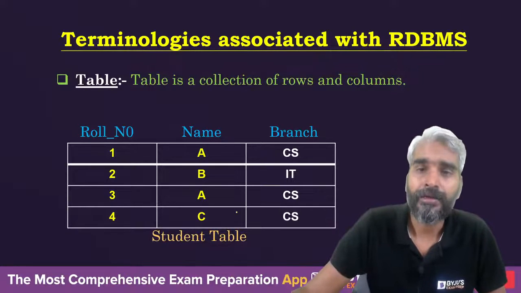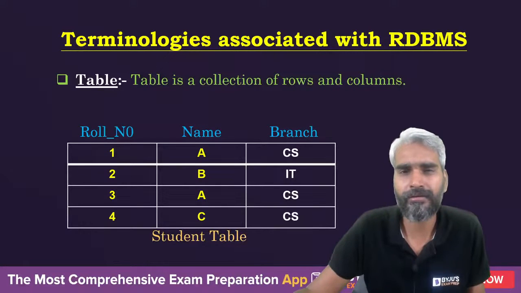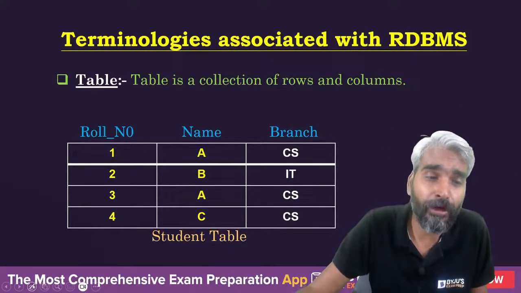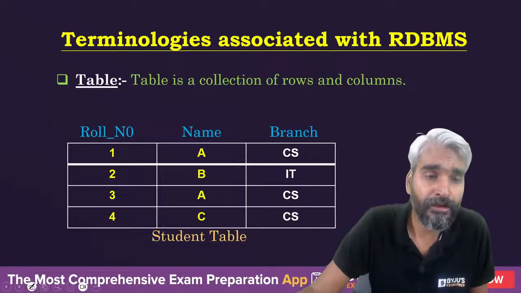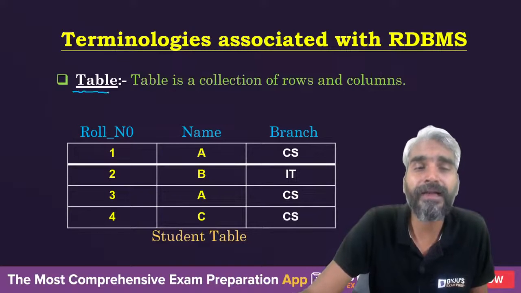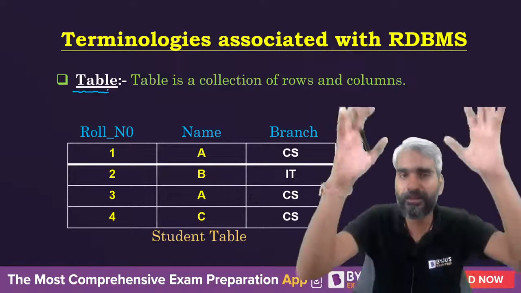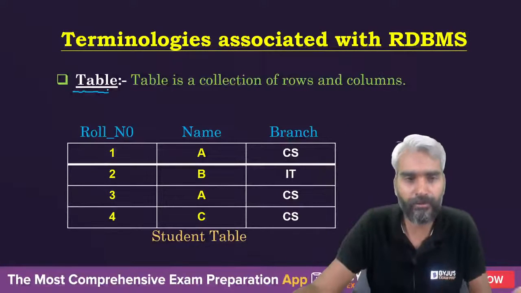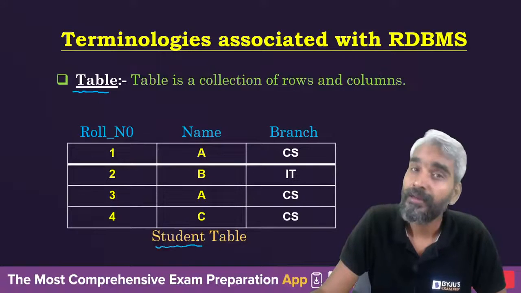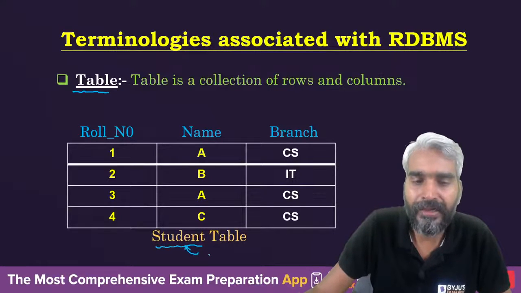So we have understood what the relational database management system is. Now let's try to understand the terminologies which are useful for the relational database management system. The very first terminology is table. Everybody knows what a table is. A table is nothing but a collection of rows and columns. You can see that there is a table, student. Now, what you need to learn is that this student actually represents an entity type.